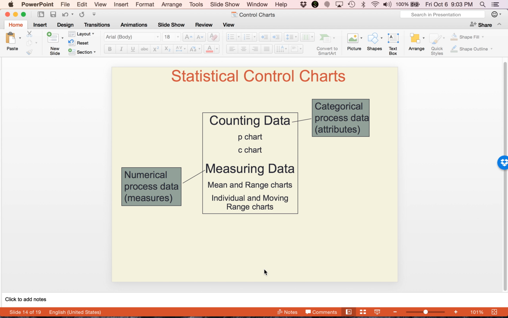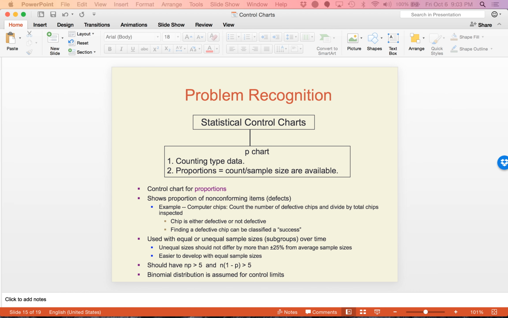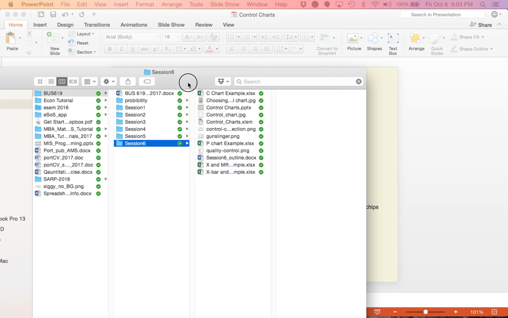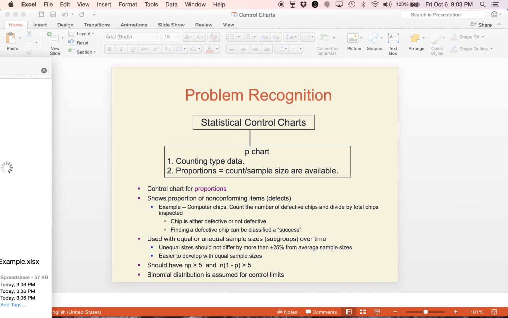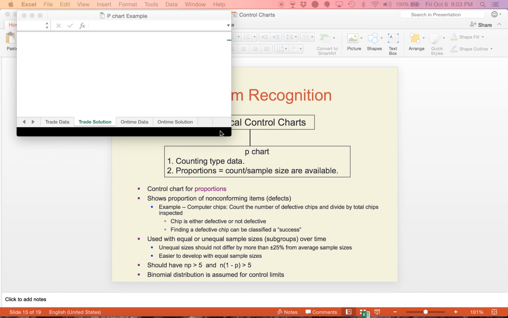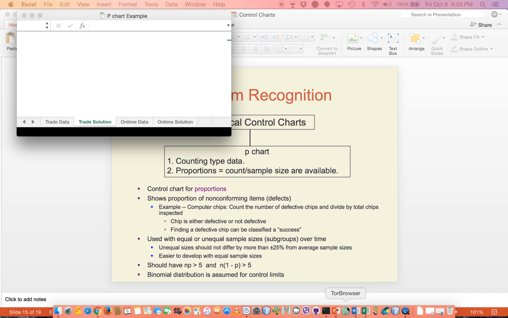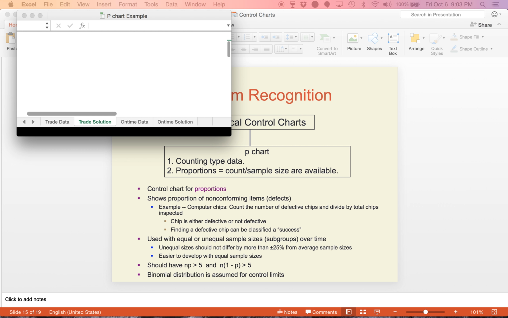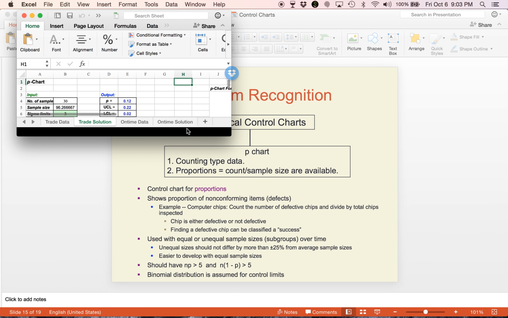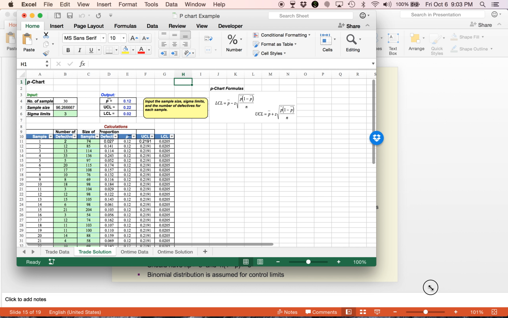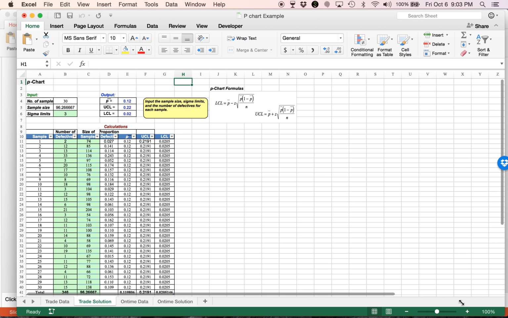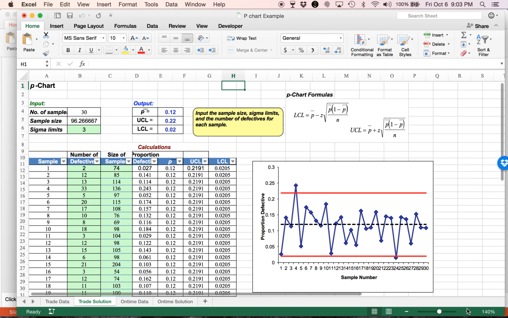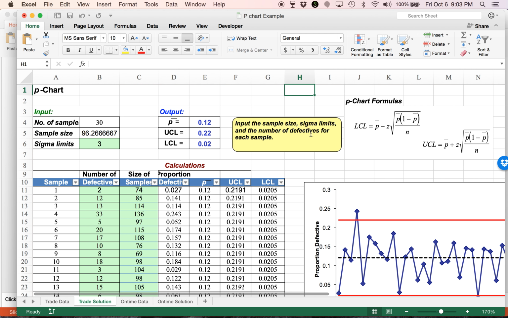Let's take a look at an example of a p-chart now that we've introduced it. So I'm going to open up here the p-chart example. And let's see, here it is. So looking at our p-chart example, you'll see that I have some data. Now this is data for, I think, trades.